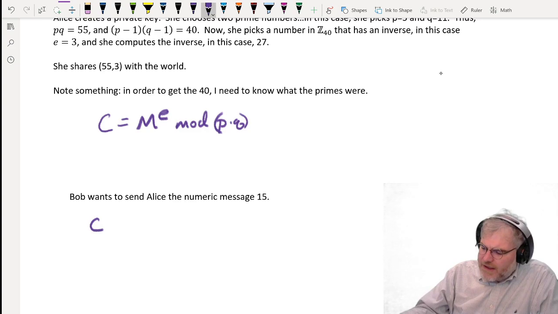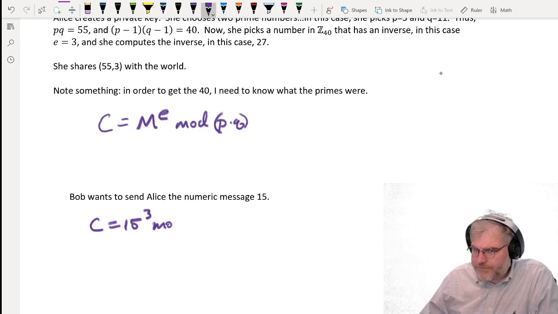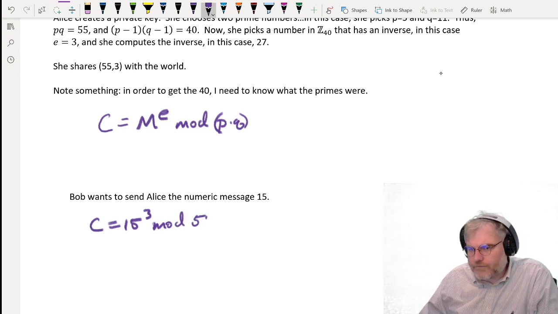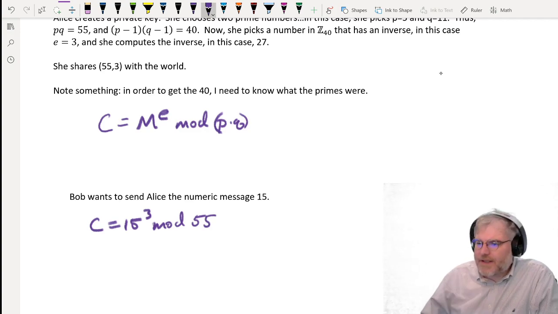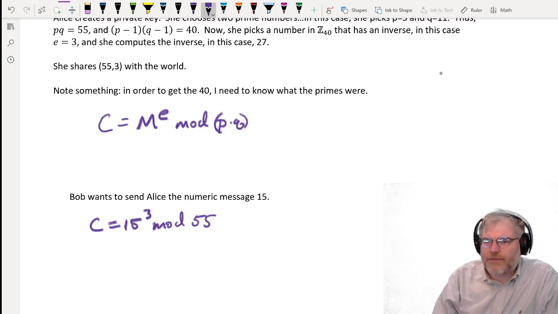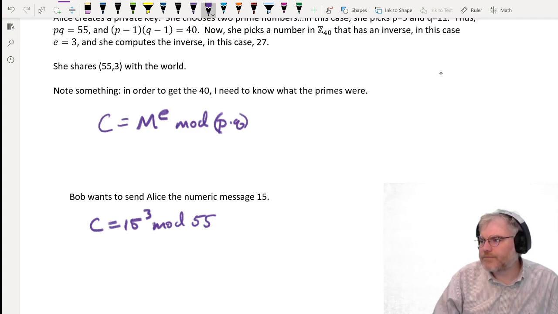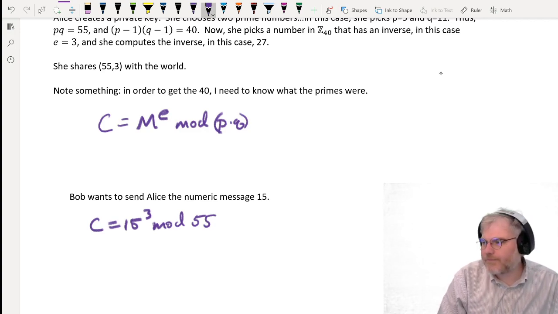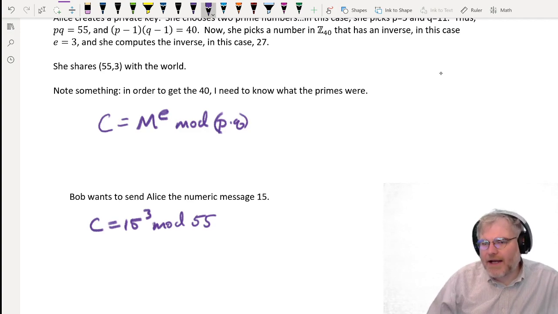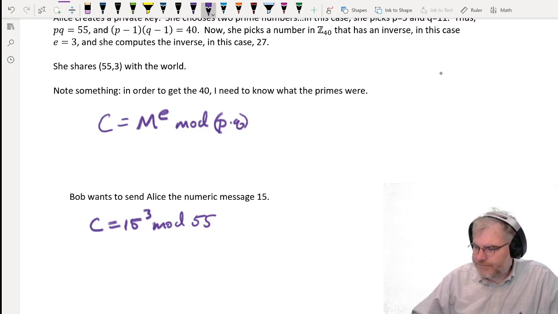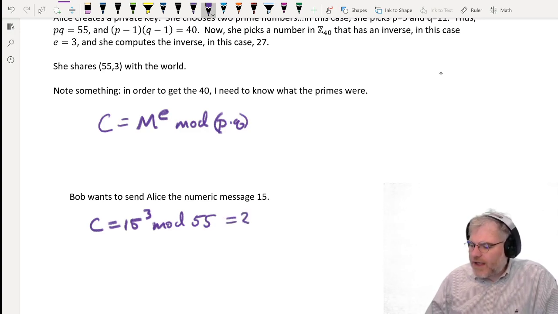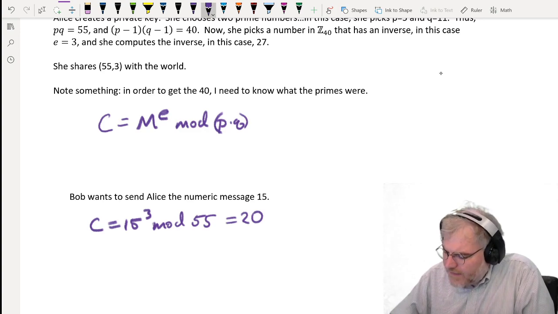He's going to compute C equals 15 cubed mod 55. Okay? Now, the question is, of course, what is 15 cubed mod 55? Well, 15 cubed is 3,000 something. And I wind up with 20. Yeah, so M represents the plain text.